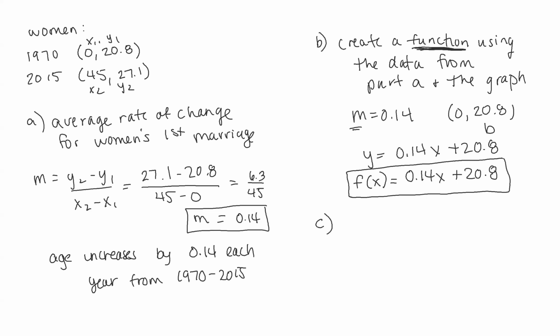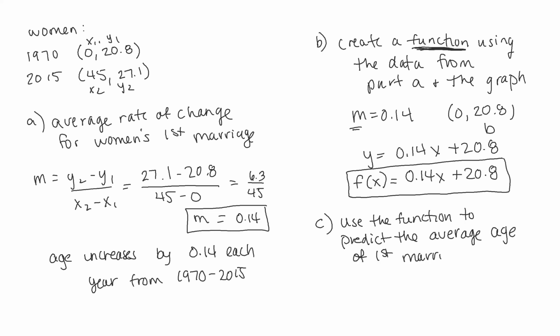So part C then says, use the function that we just created in part B to predict the average age of marriage of the first marriage. And again, this is for women in 2030. So ask yourself, how many years have changed from 1970? So 2030 is 60 years from 1970. All right, so remember, x is the number of years from 1970.